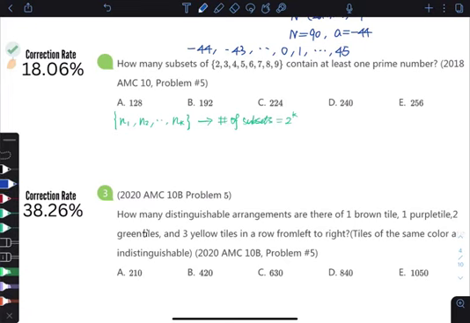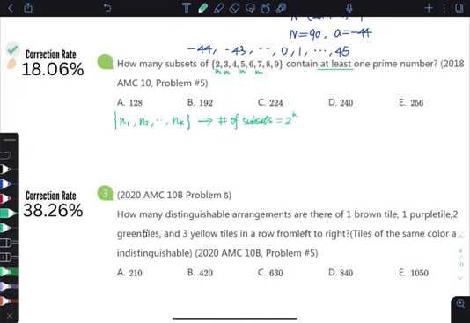Okay, let's read the question again. How many subsets contain at least one prime number? In total you have the primes 2, 3, 5, 7, so 4 prime numbers in the original set. When you see words like "at least," you'd better think about the question in an inverse way. The number of subsets containing at least one prime equals the total number of subsets minus the number of subsets that contain no prime number, right? So let's do it.